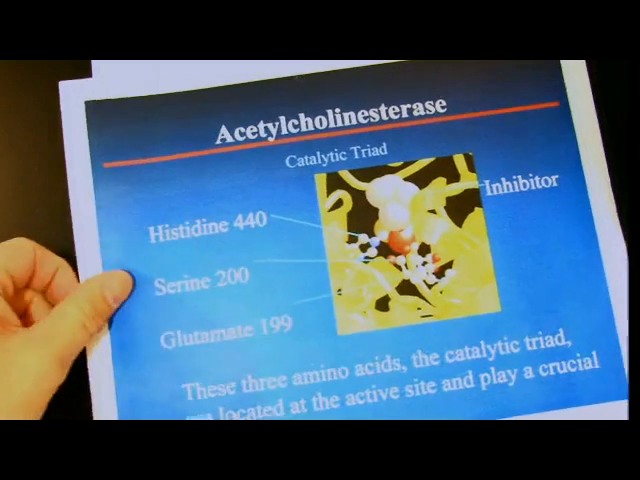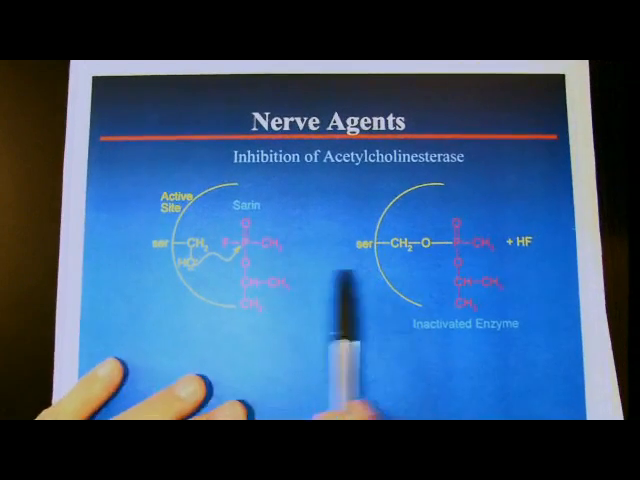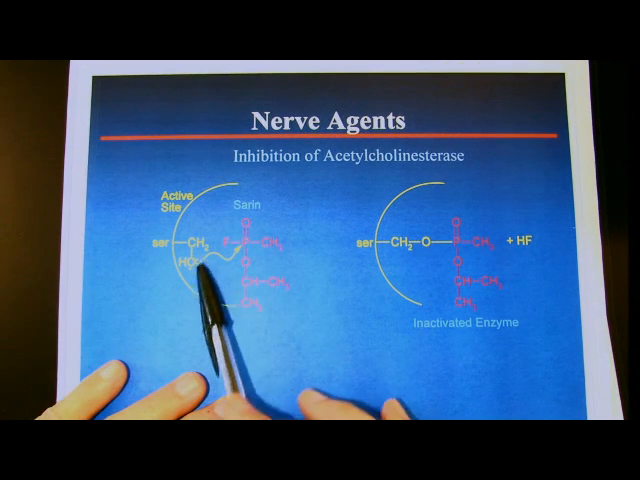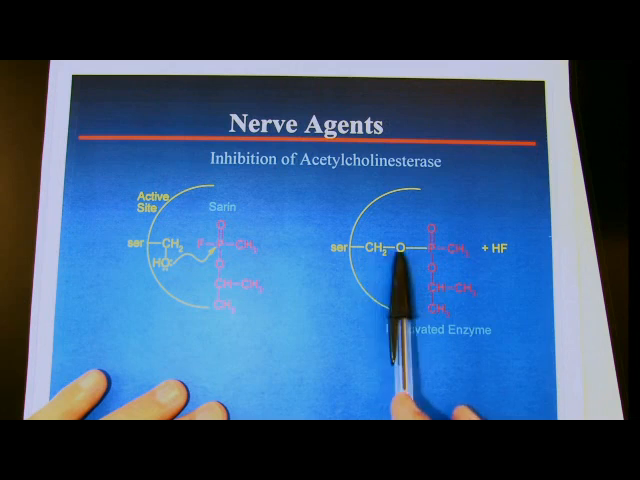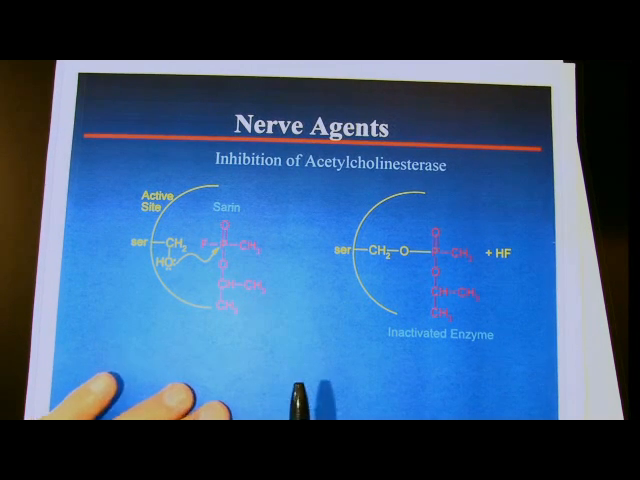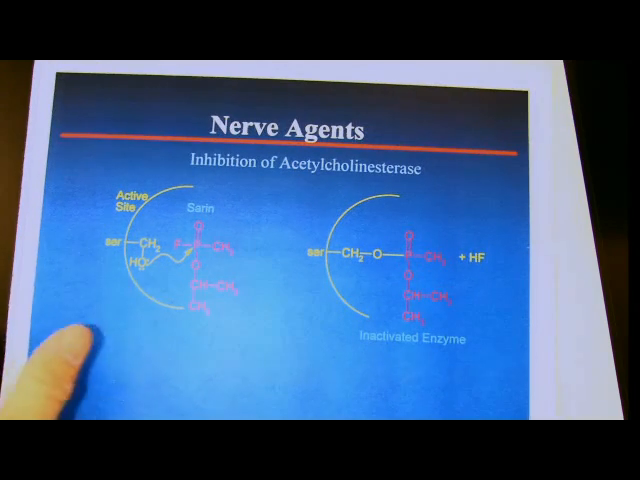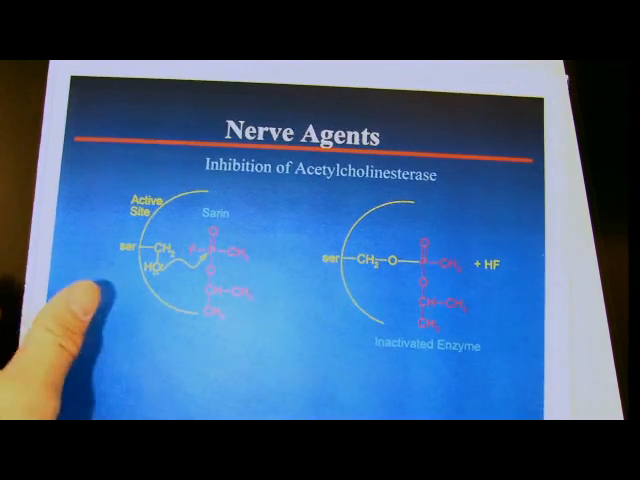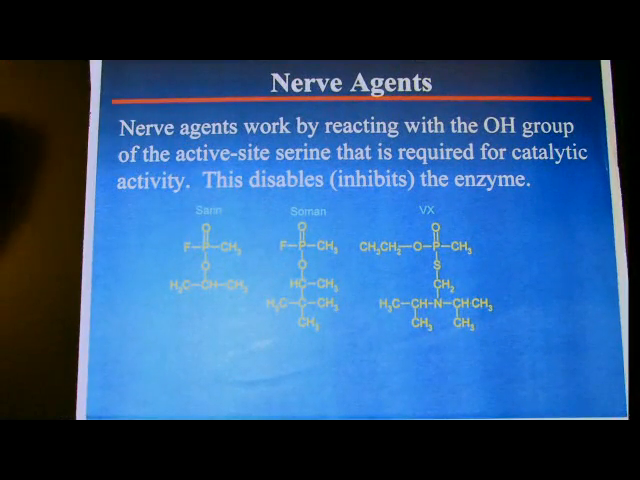Right? So what happens is, here's the serine. Here's the OH on the serine, it reacts with the phosphorus, splits off a fluorine, and then binds covalently to the enzyme. So now that big molecule is sticking in the active site, and so the acetylcholine and water can't get in there to react. And I guess the last thing, these are some of the different ones, which I guess we showed before.